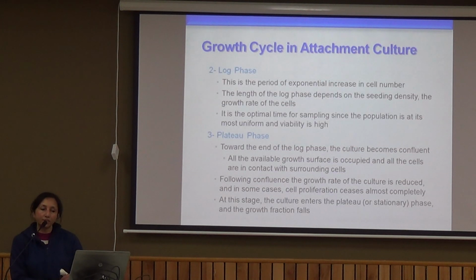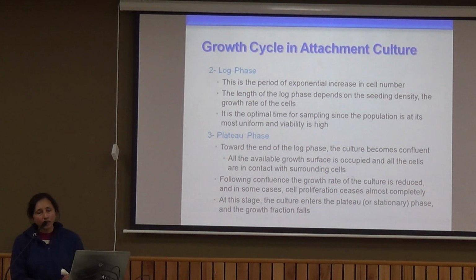Second phase is log phase. This is a period of exponential growth. Since the cell has adjusted itself in the new medium, now it starts dividing rapidly to utilize the nutrients as well as the newly found space, to fill up the space completely. So, this is the period of exponential increase in cell number. The length of log phase depends on the seeding density and the growth rate of the cells. It is the optimal time for sampling since the population is at its most uniform and viability is high.